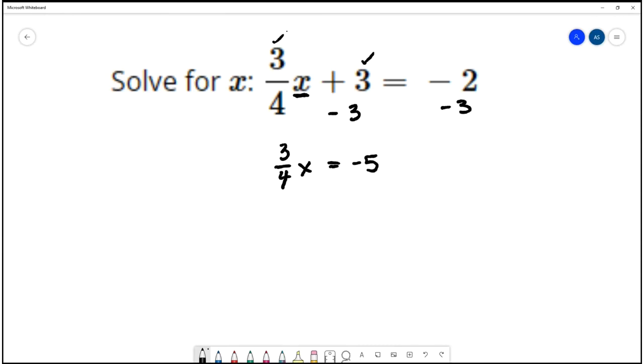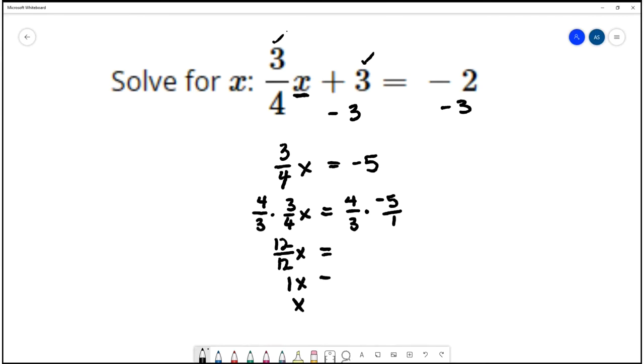Then to get rid of the 3/4 on the left-hand side, we're going to multiply by the reciprocal. We'll multiply by 4/3. And whatever we do on one side of the equation, we have to do the same thing on the other side to stay balanced. So we're multiplying by 4/3 on the right. We can treat that -5 as -5/1. On the left-hand side, when we multiply, we get 12/12x, which is the same thing as 1x, and 1x is the same thing as x.